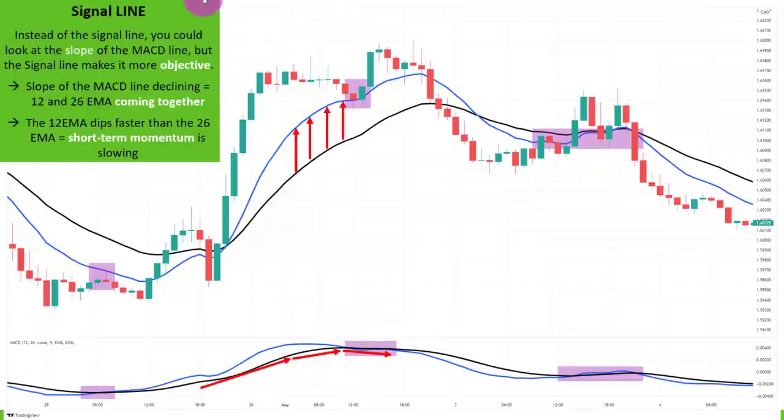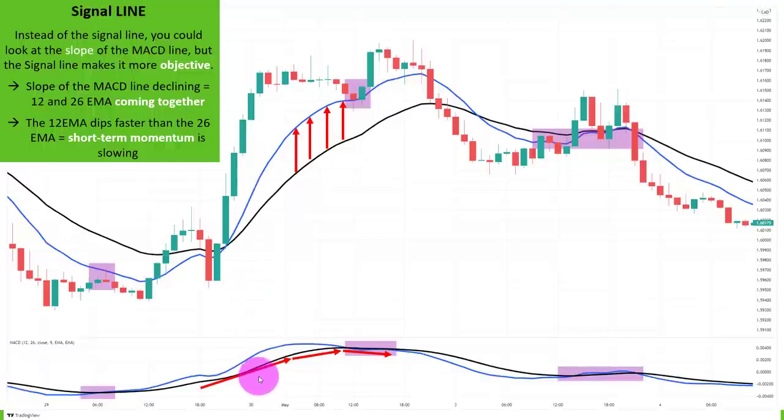So it's very important that we look at the slope of the MACD line and also of the signal line. The slope is actually very important. Is it rising? Is it rising quicker? Is it rising slower than in the past? And what does this tell us? It tells us a lot about momentum.